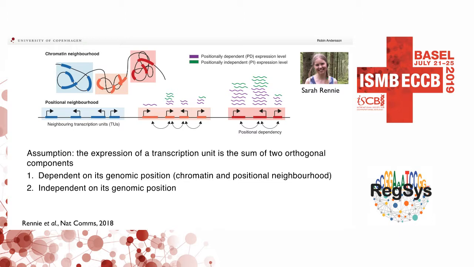So we will be able to derive the chromatin topology from expression data itself. So the idea here is to think about expression, or transcription, as a result of many features. And one of these features is the component of how much expression is explained by its genomic position in the genome.